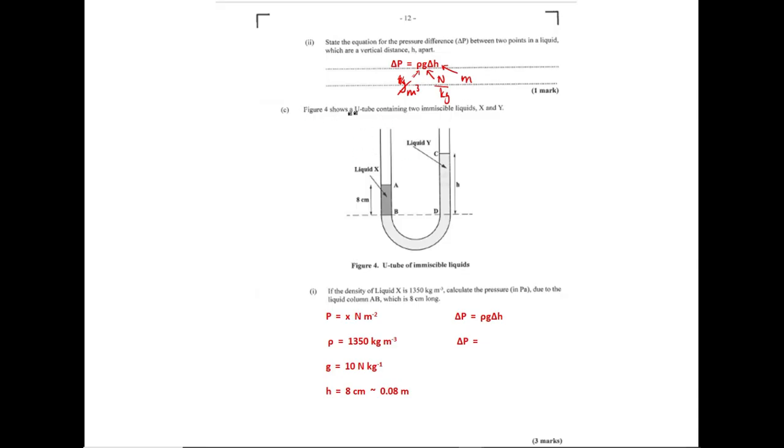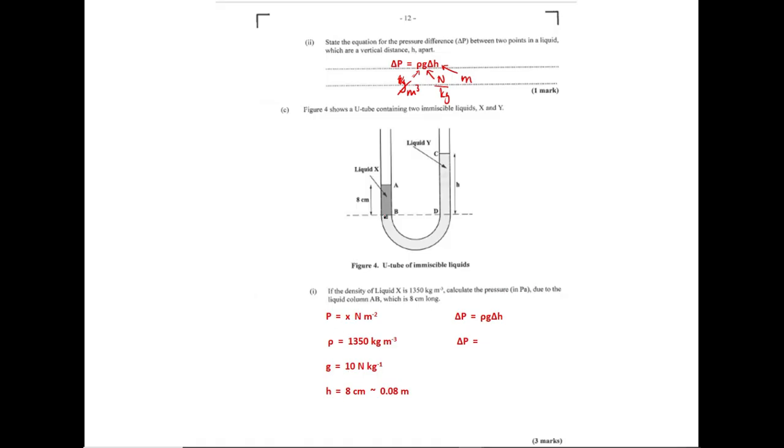So figure 4 shows a U-tube containing 2 immiscible liquids, X and Y. And it says here, if the density of X is 1350 kilograms per cubic meter, calculate the pressure in pascals due to the liquid column AB, which is 8 centimeters long. You start listing out your variables, list out all that you have. So they're asking you about the pressure.